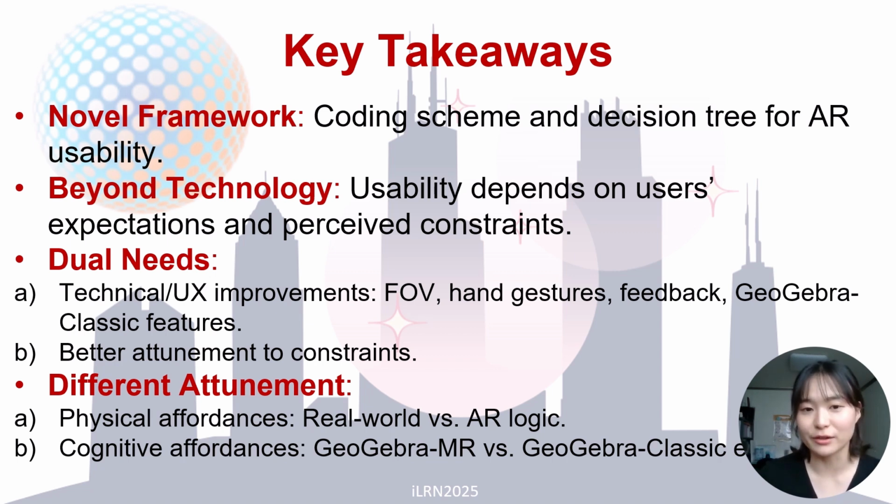First, we need technical and UX improvements, like expanding the field of view, improving gesture recognition, ensuring consistent feedback, and adding familiar features from GeoGebra Classic. Second, we need to help users better attune to constraints. For example, physical affordances issues often came from confusion between real-world interaction and AR logic, while cognitive issues came from expecting GeoGebra MR to work just like GeoGebra Classic. These insights show that both better design and targeted training are key to making AR effective in education.